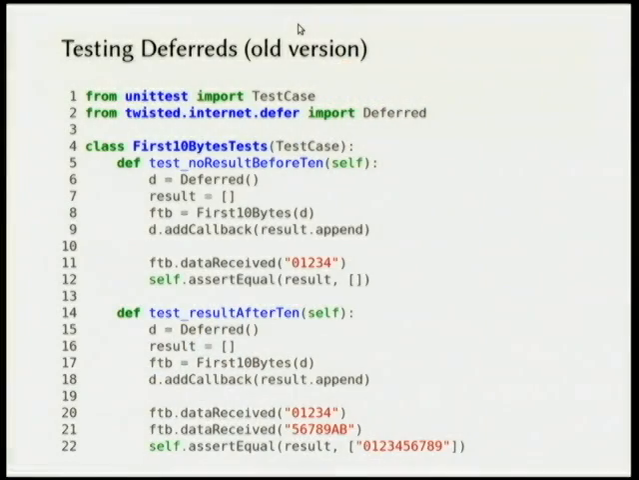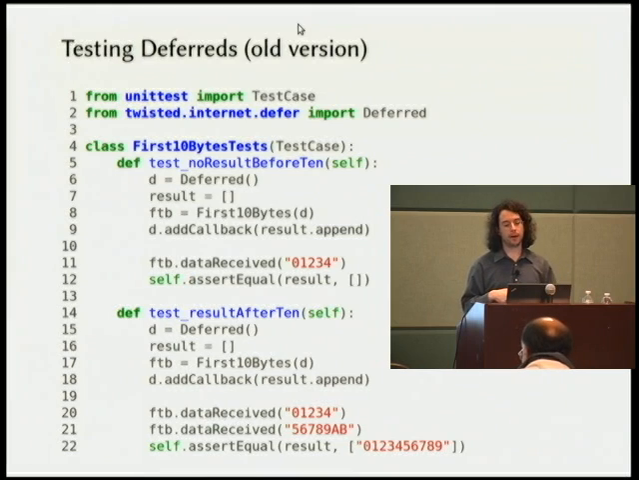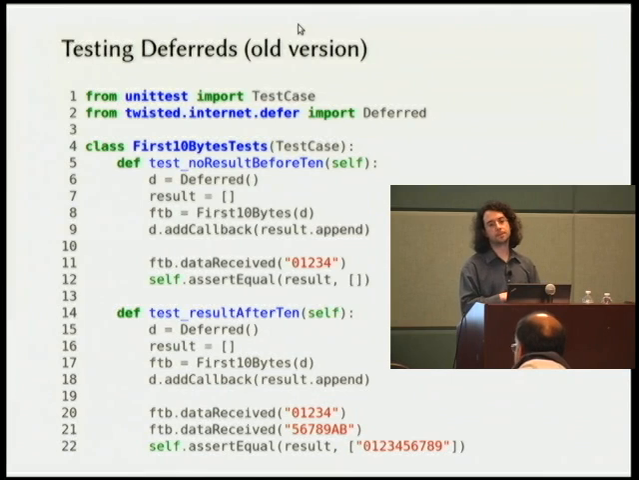If you have an older version of Twisted, and you're going to see things like this in the labs you write, there is no assert, no result, or success result of. So what you do is you make a list, and you say, when this deferred has a result, call list.append with that result. So we do deferred.addCallback, result.append. And then we make assertions about the contents of that list.